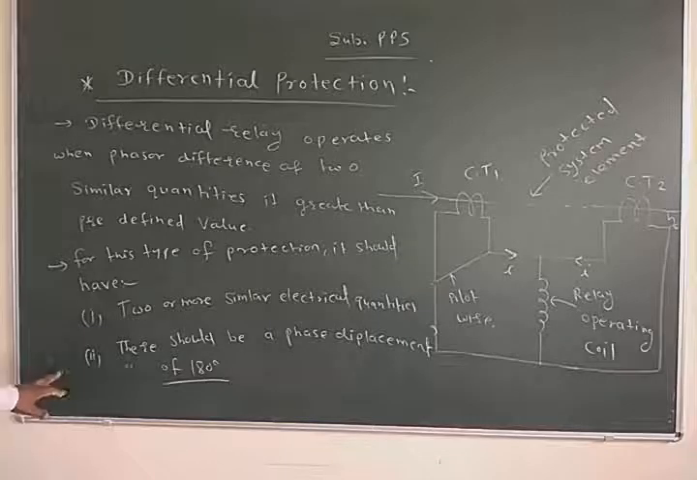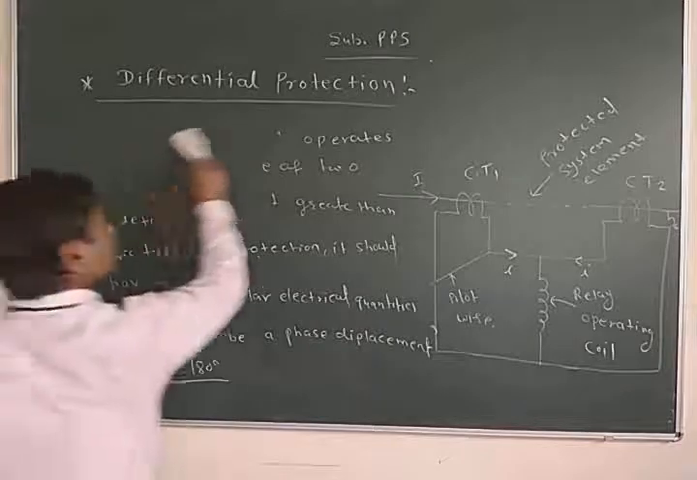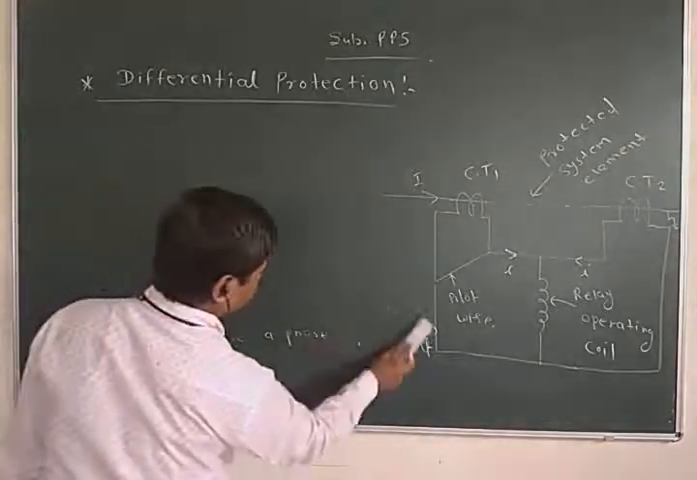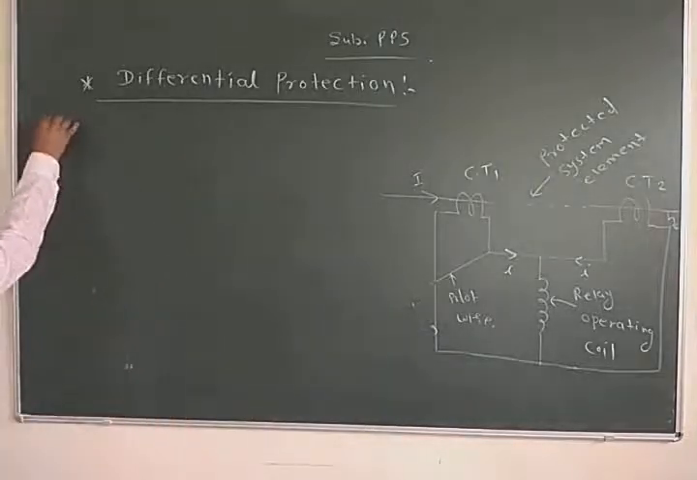So the differential protection is a unit protection. It works on specified zone. Now we explain this differential protection on the circuit. So next is working of differential relay.